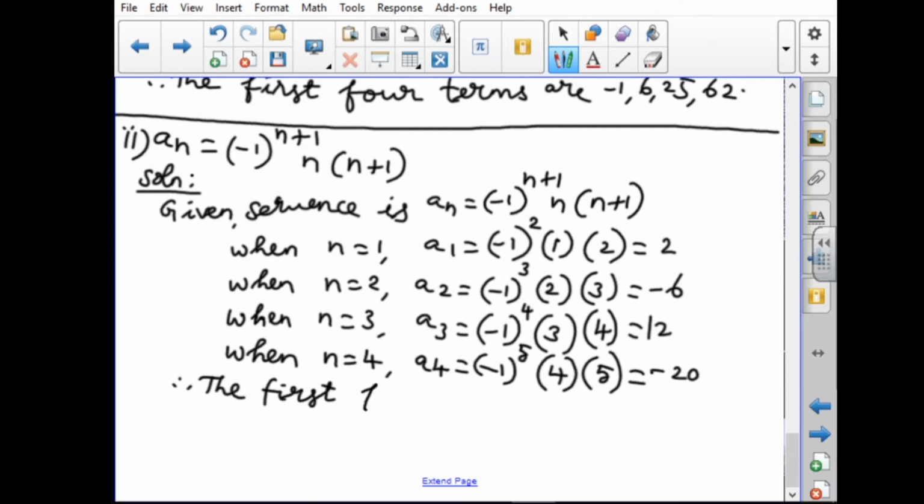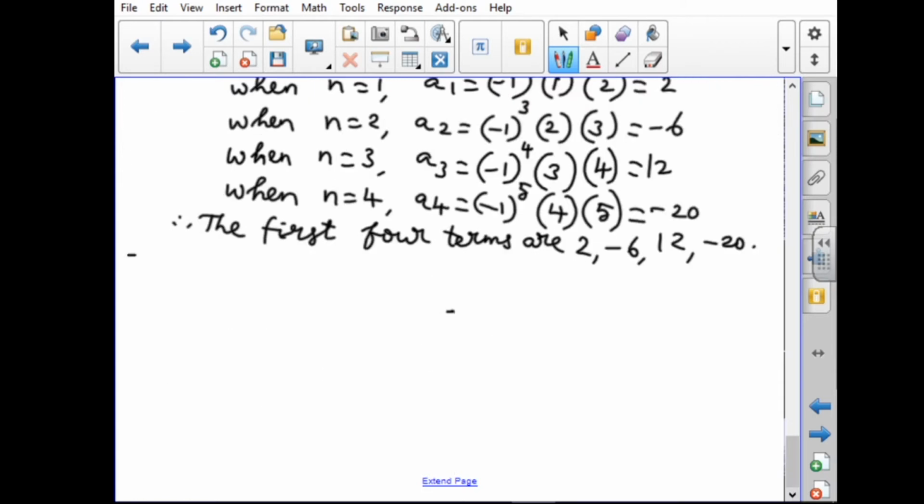Therefore, the first four terms are: first one 2, second one minus 6, next one 12, next minus 20. Now we have the first four terms. The second sum is also over. Next, the third one.